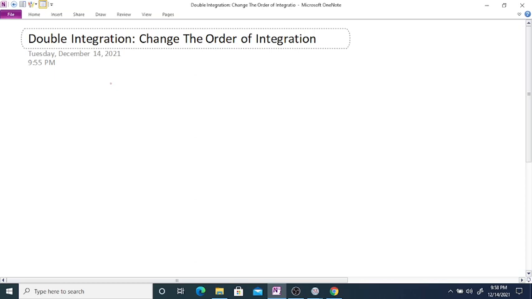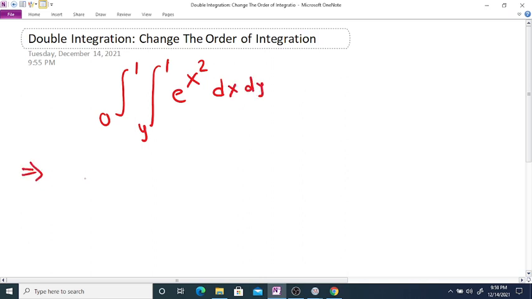Evaluate the double integration from 0 to 1, y to 1, e raised to x square dx dy. So here the limit of y is 0 less than or equal to y less than or equal to 1, and the limit of x is y less than or equal to x less than or equal to 1.